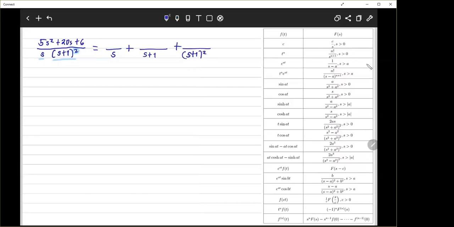Now, parehong linear ang s tsaka s plus 1. So therefore, yung numerator natin ay constants lang. Tawagin natin a, b, and c. So kailangan nating malaman kung ano yung values ng a, b, and c.